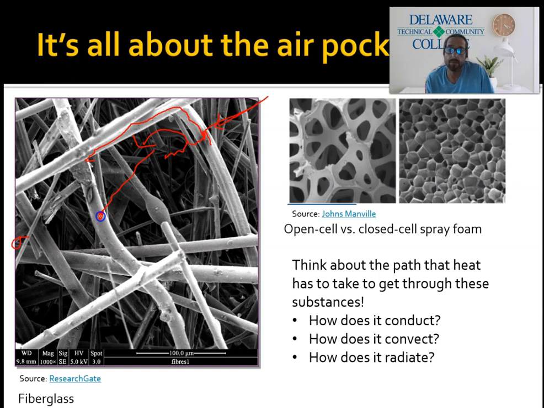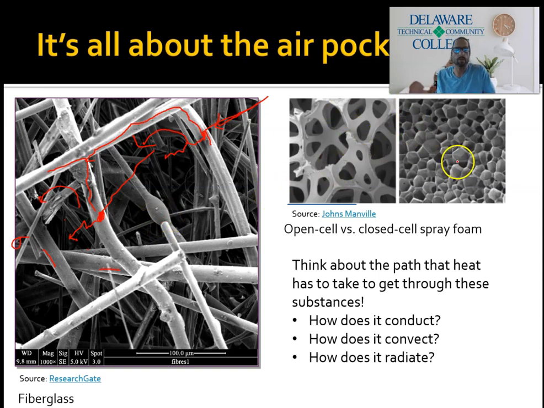It hits that fiber, and then that fiber has to warm up first, and then eventually that's going to radiate some energy out. It's going to convect some energy through this air pocket. It's going to conduct through the fiber and to this fiber and this fiber and this fiber and so on. So as it tries to go through that insulation, it keeps hitting these fibers and then air pockets, and that makes it very difficult for the heat to travel through.